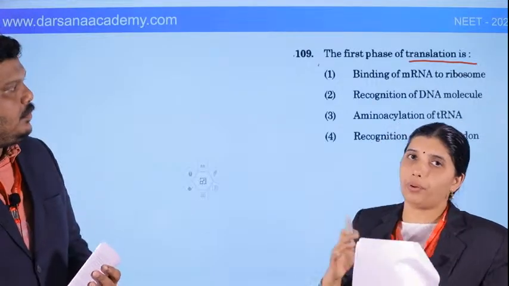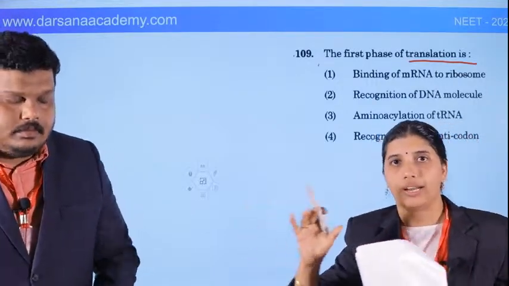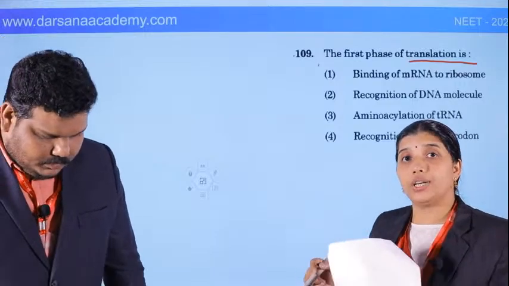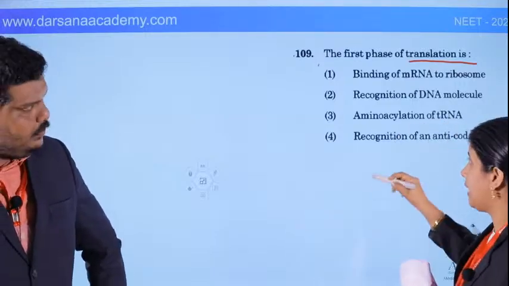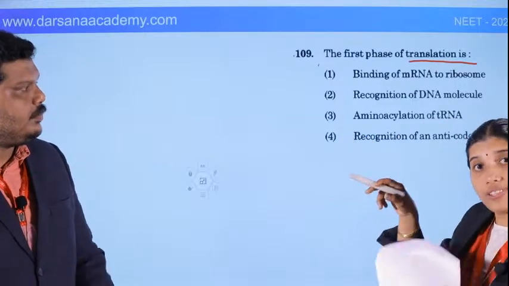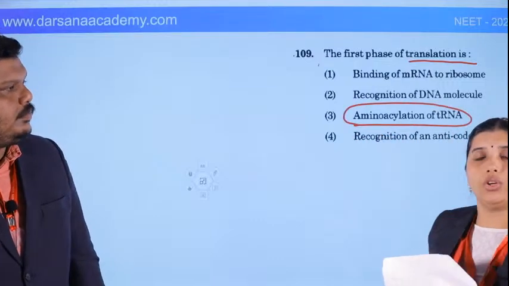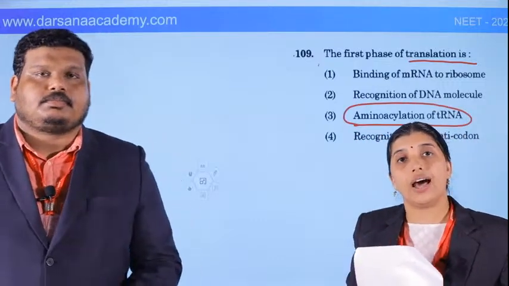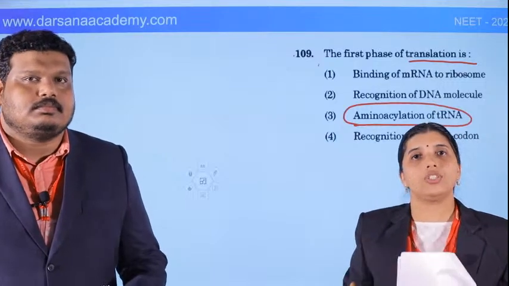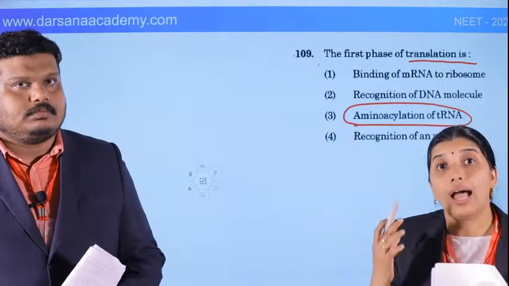And we know that the mRNA has to bind to the ribosome. We know that. But what is written in the NCERT? In the NCERT, there is a sentence like that. That is the first process, first phase. We can see that aminoacylation of tRNA. What is aminoacylation of tRNA? That is charging of tRNA. What do you mean by charged tRNA? That is tRNA with amino acid.